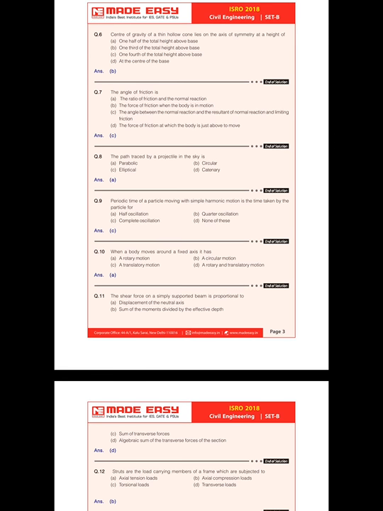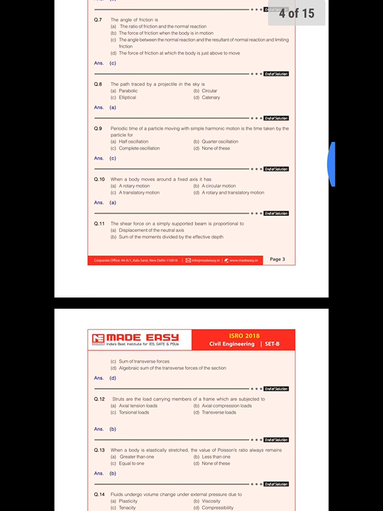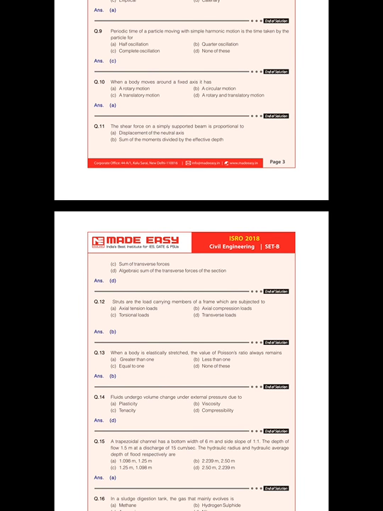The shear force of a simply supported beam is proportional to the algebraic sum of the transverse forces acting. Okay, if Ra and Rb are calculated for the load W, that will be the shear force. Struts are compression members, nothing but columns. Struts are the load carrying members of a frame which are subjected to compressive load, meaning axial compression load. A tie is a tension member.